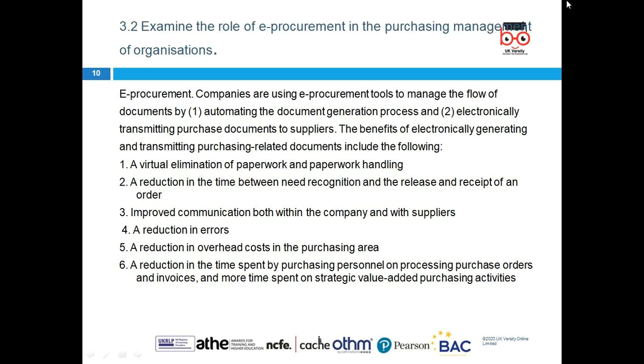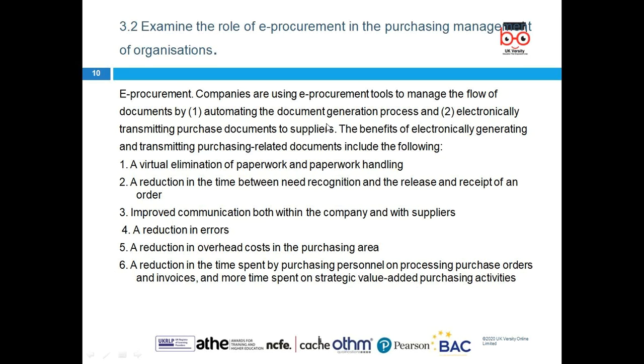So that's huge. Next, that was 3.1, and in 3.2 we examine the role of e-procurement and purchasing, looking at the management of an organization. Really, we're looking at how e-procurement works in our organization. Companies are using e-procurement to flow documents by automating document generation. Invoices, receipts, and warehouse receipts will be generated automatically. You're not doing things manually; you just scan the electronic barcode and everything happens.